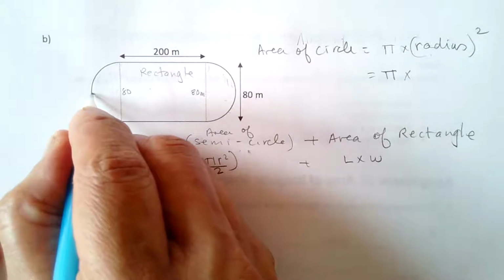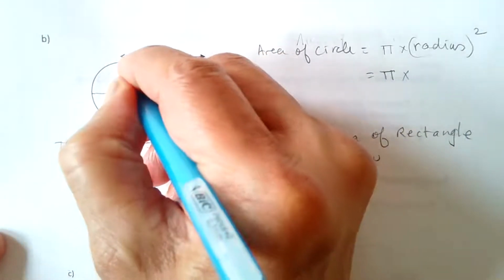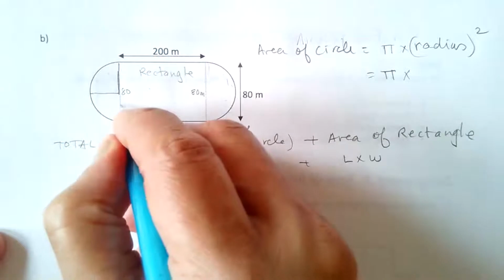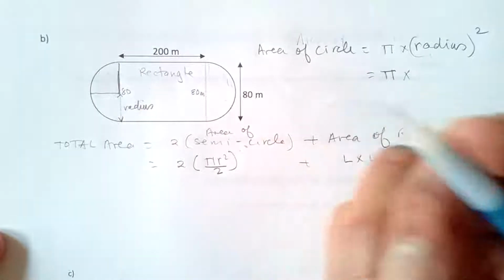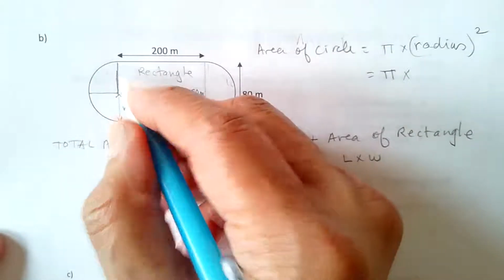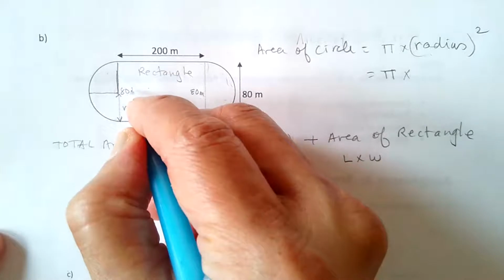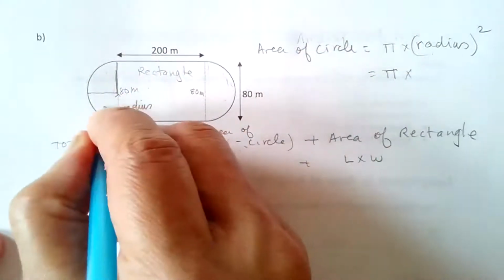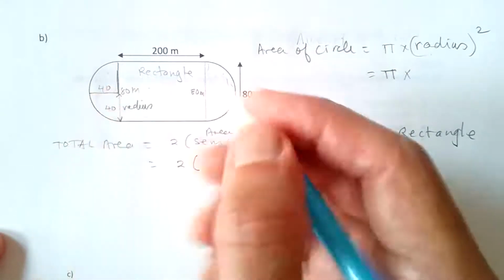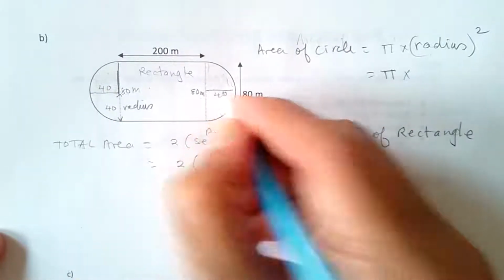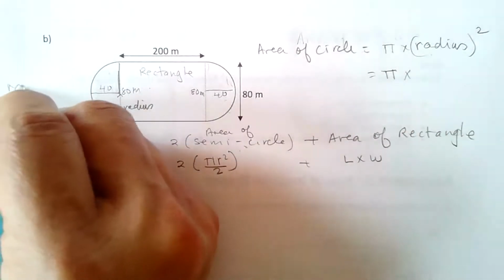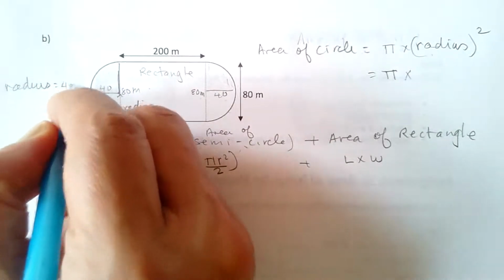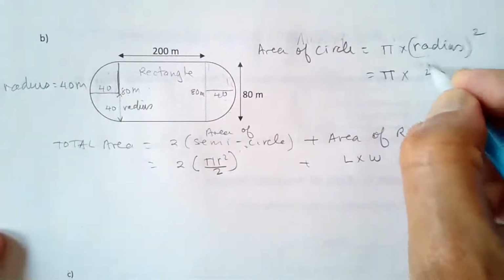Now, from here to here is half. This is the radius. So this will be my radius. And we know the radius is half of the diameter. So the radius now will be 40. So this will be 40. So radius equals 40 meters. So we can put 40 here, squared.